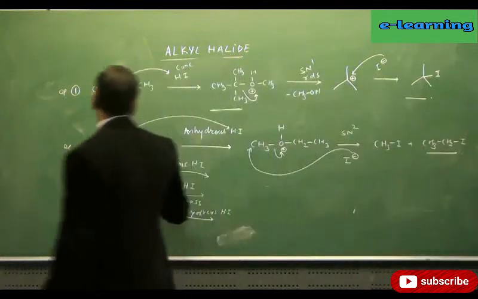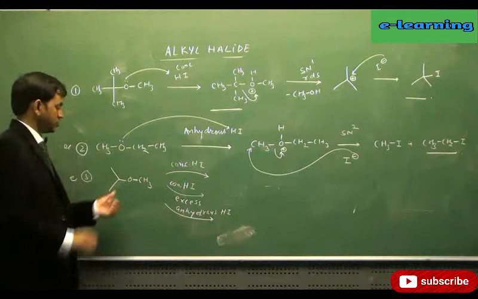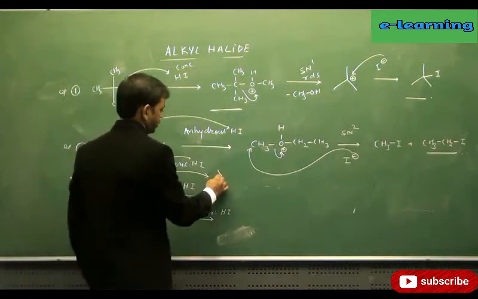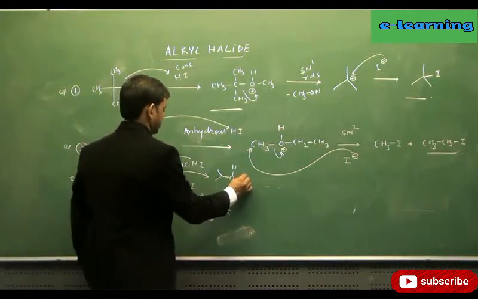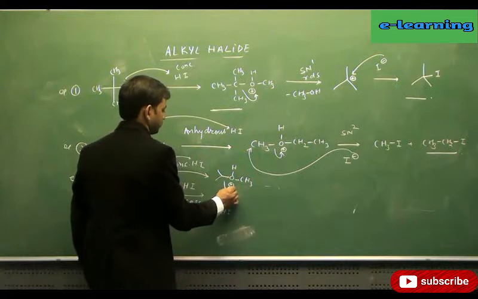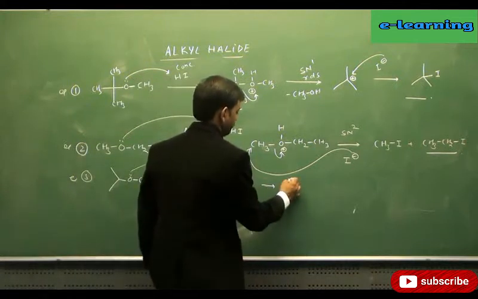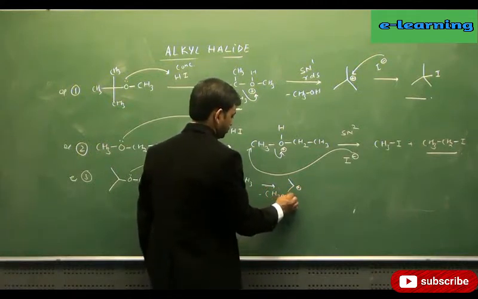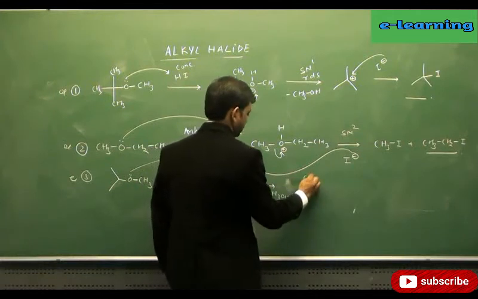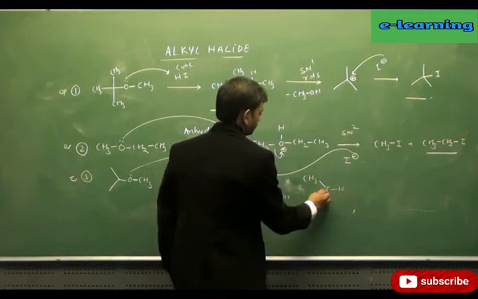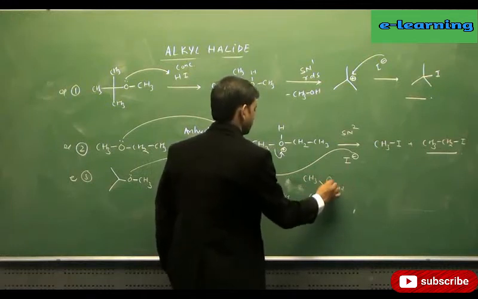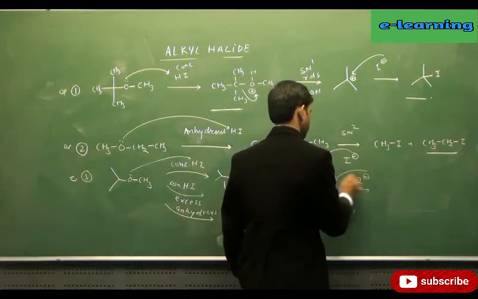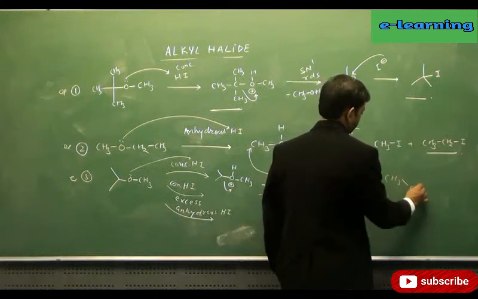What product will we get? Concentrated HI, this is 1 degree, 2 degree, or we can say 2 degree, it follows the SN1. Protonate, form the carbocation, minus CH3OH, and the carbocation we obtain is CH3. Now I attacks and it gives CH3.